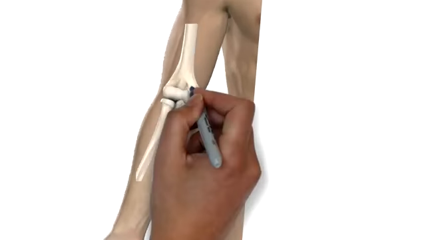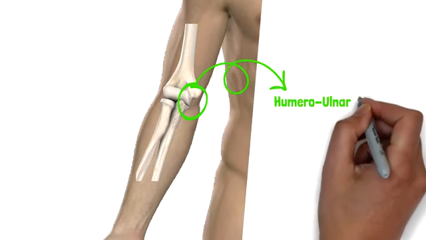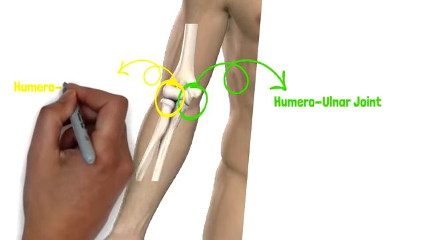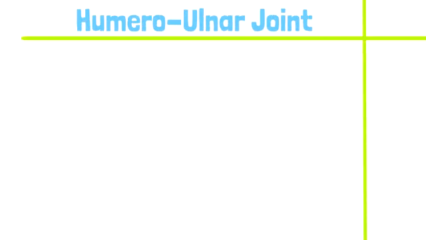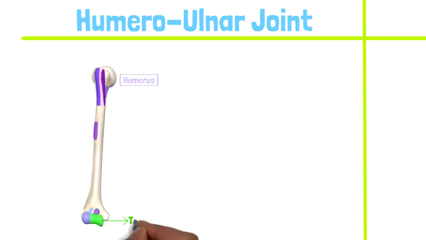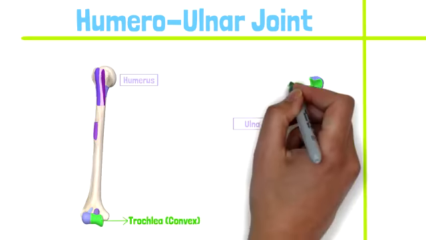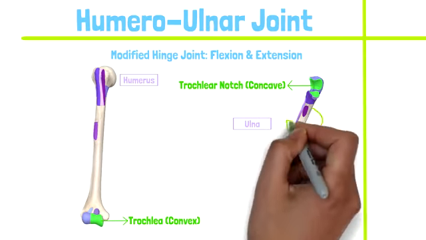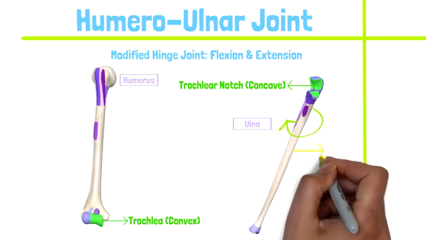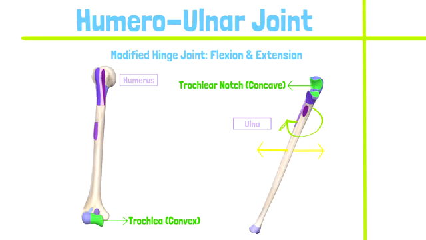The articulations forming the elbow are the humeral-ulnar and humeral-radial joints. Let's discuss humeral-ulnar articulation first. Humeral-ulnar articulation is composed of a convex trochlea of the humerus and a concave trochlear notch of the ulna. The joint is typically classified as a modified hinge joint with 1 degree of freedom, flexion and extension. It is referred to as a modified hinge joint because the ulna experiences a slight amount of axial rotation and side-to-side motion as it flexes and extends.